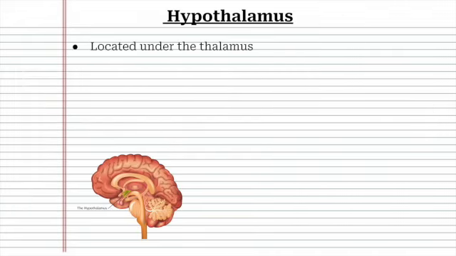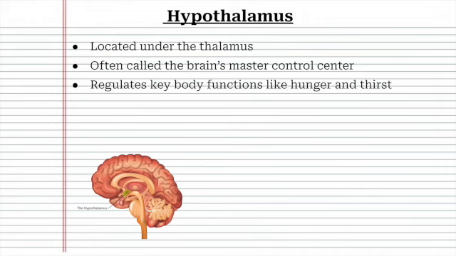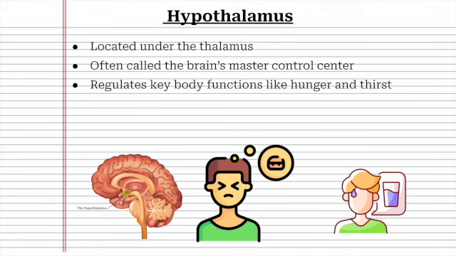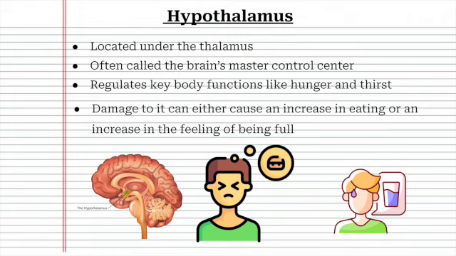The hypothalamus is something that has been mentioned previously when talking about the endocrine system. It is a structure located under the thalamus and is often called the brain's master control center. It regulates key body functions like hunger and thirst. Any damage to it can either cause an increase in eating or an increase in the feeling of being full.